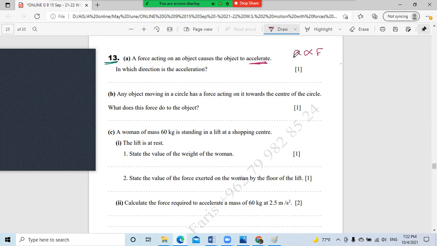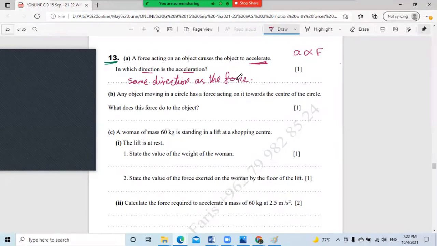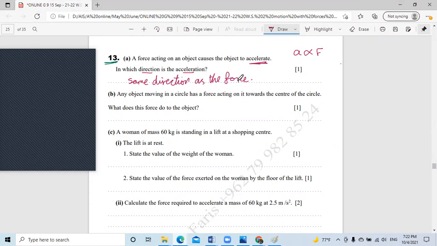The acceleration and the force, they act in the same direction. So in which direction is the acceleration? Same direction as the force. If the force is to the right, the acceleration is to the right. If the force is upwards, that means the acceleration is upwards. If the force is downwards, that means the acceleration is downwards, and vice versa. Good? That's part A. Any question?